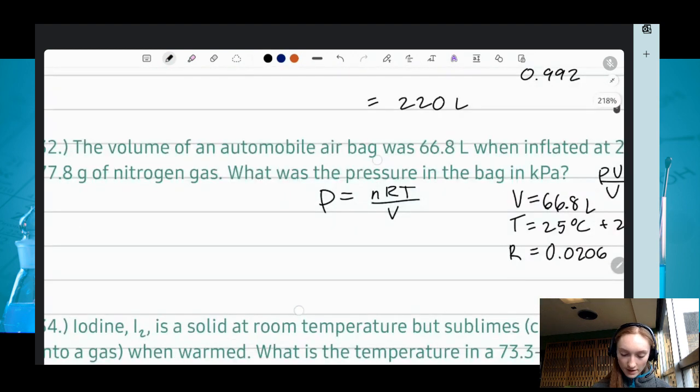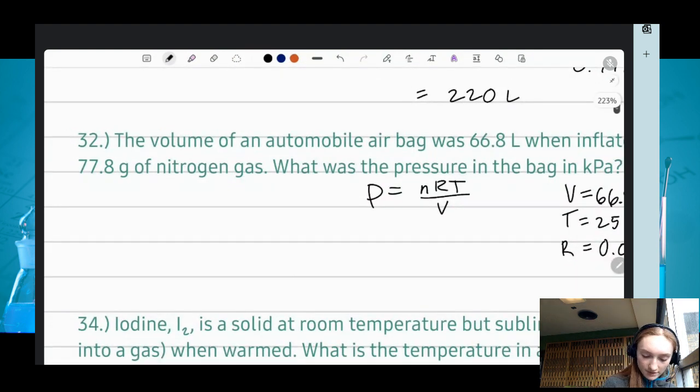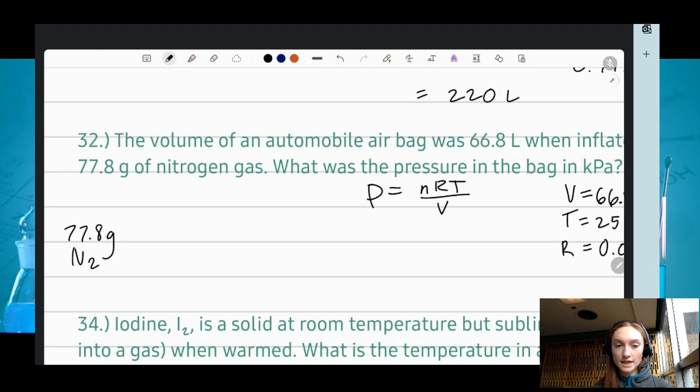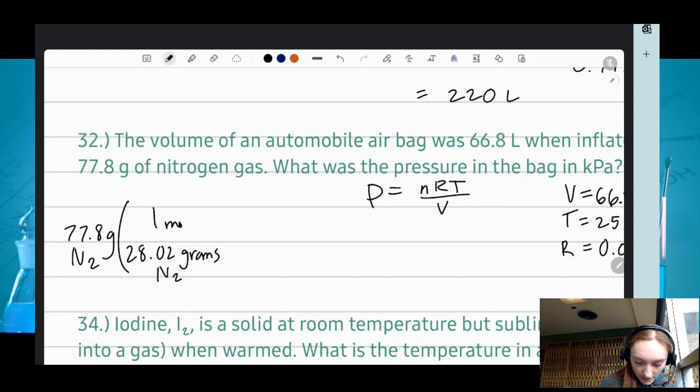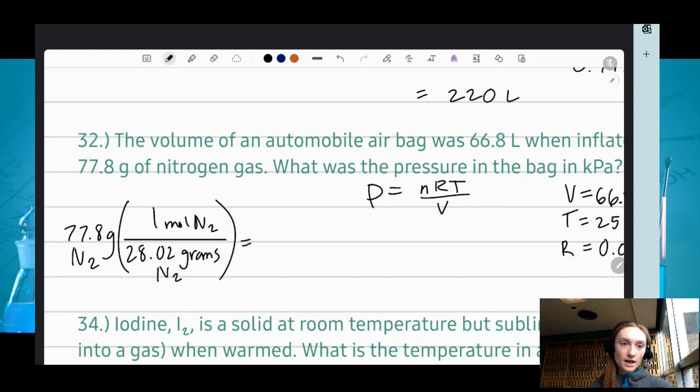So let's find the number of moles. So we're given 77.8 grams of N2. It's nitrogen gas, so it's N2. And the molar mass of that is 28.02 grams of N2 per 1 mole of N2. And so dividing that out, we will get 2.7766 moles of N2. So that is our n value right there.